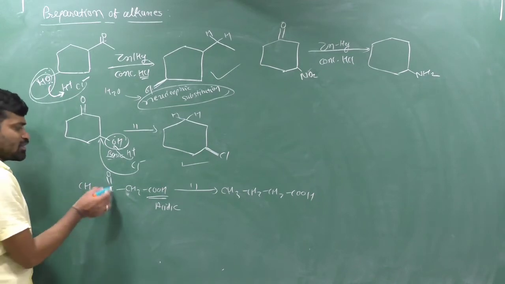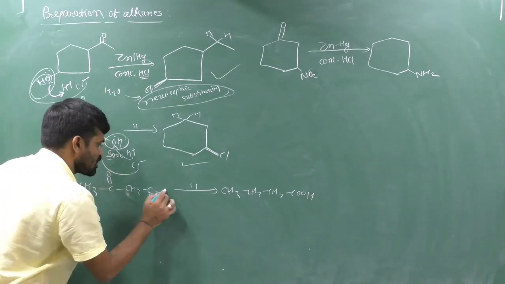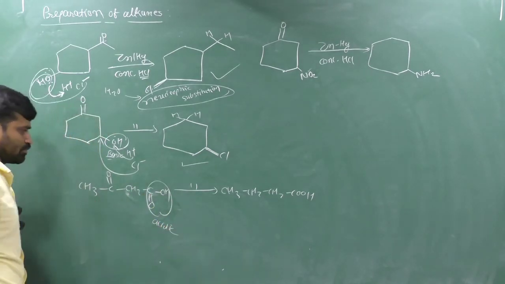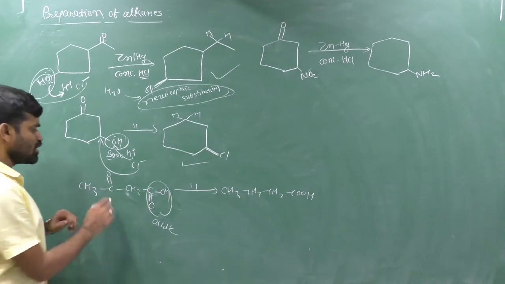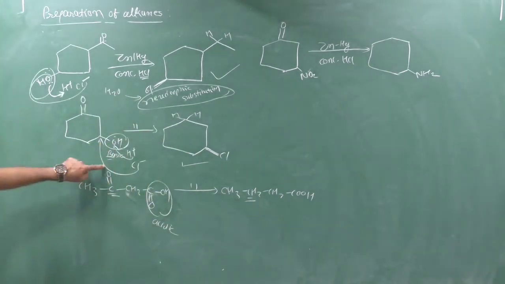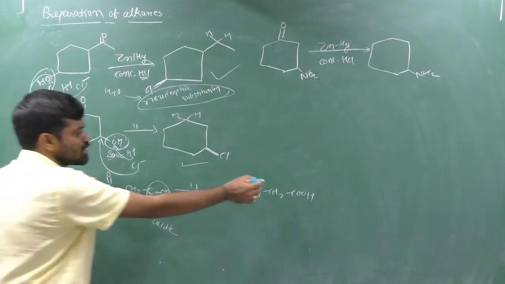Next, CH3 C double bond O, CH2 C double bond O and OH. Here too, it will be like this, C double bond O and OH. It is a carboxylic acid. It is an acidic group. So what will happen here? This will be reduced because of the ketone, CH2. But this will not be reduced. If it is a basic group, it is reduced; an acidic group will not be reduced. It remains C double bond OH.